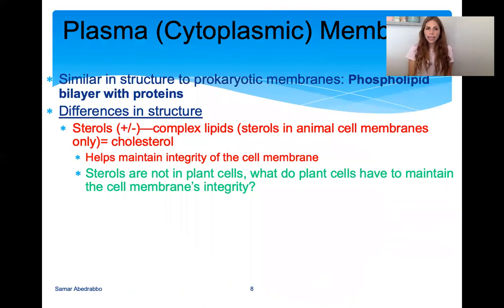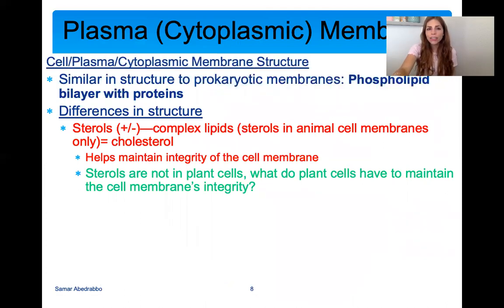Okay, so now let's get into the structure of eukaryotic cells. Eukaryotic cells, like prokaryotic cells, have a plasma membrane, a cell membrane, a cytoplasmic membrane. It's all the same thing. And it's a very similar structure as in prokaryotic cell membranes. All cell membranes are made up of a phospholipid bilayer with proteins. And we already discussed the significance of that in the prokaryotic cell structure.